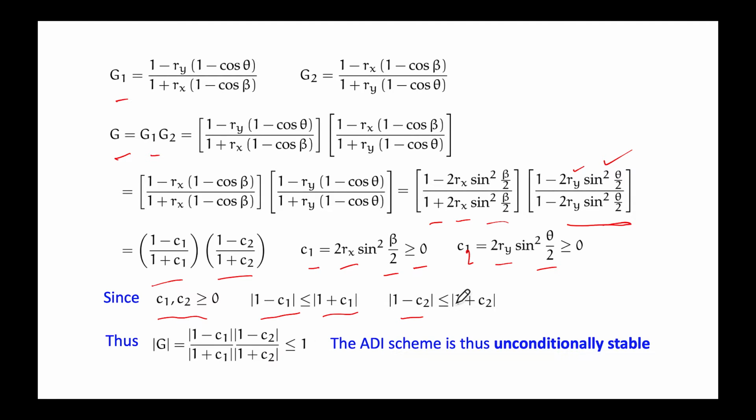So overall, if we see now, the absolute value of g will be absolute value of 1 minus c1 multiplied by 1 minus c2 divided by absolute of 1 plus c1 into absolute of 1 plus c2, and this must be less than or equal to 1. Thus, we can clearly see that the ADI is unconditionally stable.